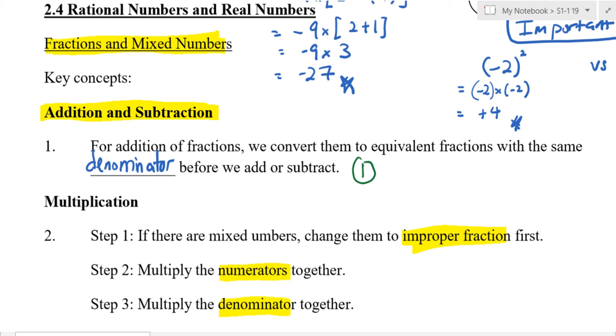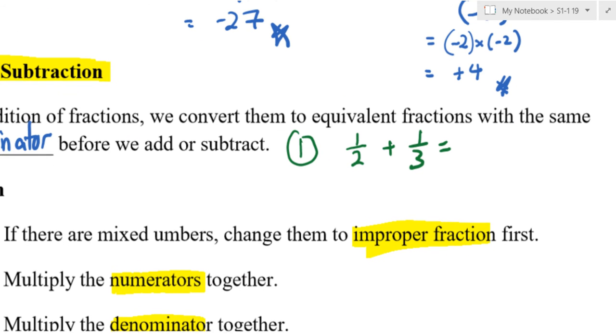For number 1, this is my number 1. Can you write down 1 over 2 plus 1 over 3? Is this easy? Yes. Adrian, what is the common denominator? 6. What must I do to the 2 so that this is the very familiar thing that we do.